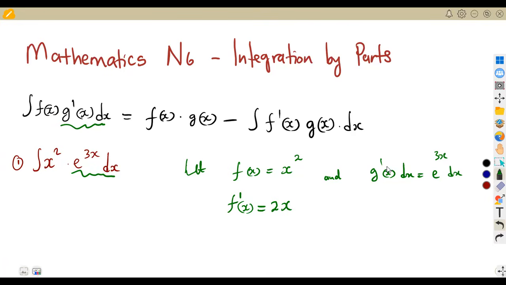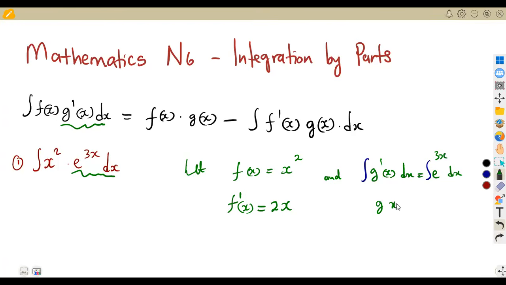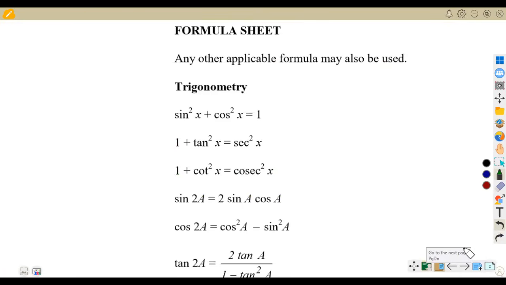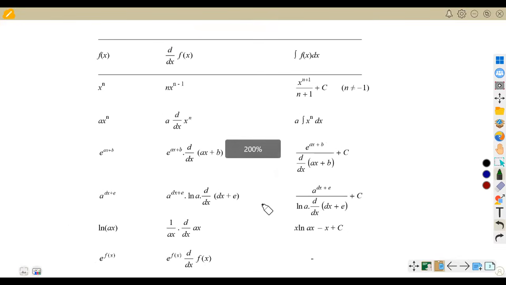And here, how do I find g of x? We said we integrate this, from our Mathematics N5. We're going to integrate both sides so that we remain with g of x. So this will give us g of x, which is the integral of e to the exponent of 3x. So we are still going back to our revision. Yes, we can use our formula sheet, which is fine. I'm just going to go through the formula sheet, but you're supposed to know your integrals, for the sake of revision.